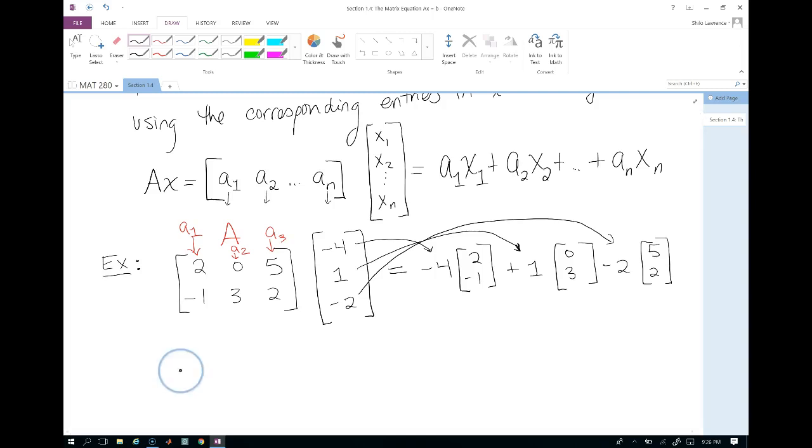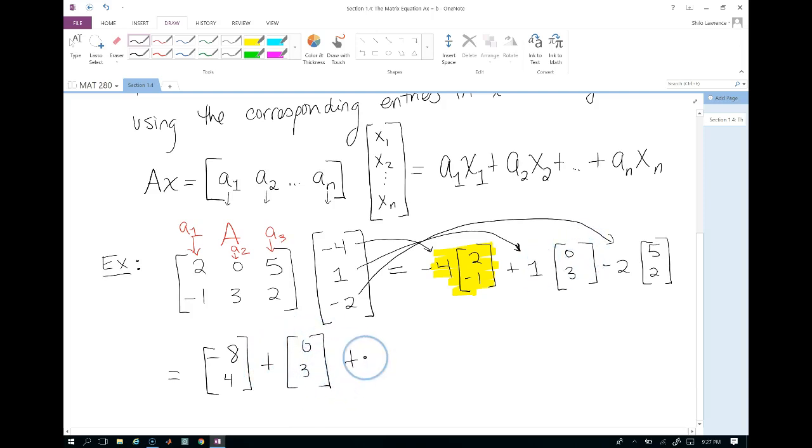And we can actually keep working this out because this is just a scalar multiple here. And we said with scalar multiples, we'll just distribute the value inside. So that's going to be negative 8, 4. And then distributing a 1 is not going to change those values. It's still 0, 3. And then if I distribute a negative 2, then I'm going to change that to addition. That matrix becomes negative 10, negative 4.